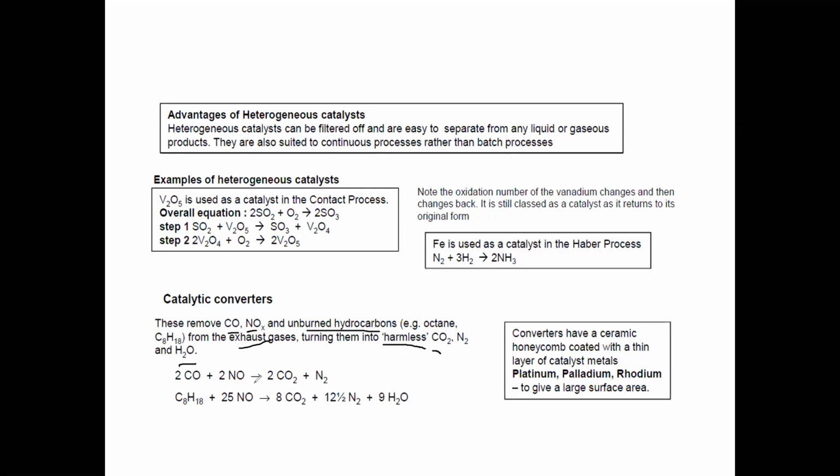And converters have a ceramic honeycomb coating with a thin layer of a catalyst. Basically, the ceramic is a support material, and it's like a honeycomb which will have a large surface area so that it can trap a greater amount of reactants on the surface, which leads to greater catalytic activity. Platinum, palladium and rhodium are the elements which can be used on the surface of the ceramic.